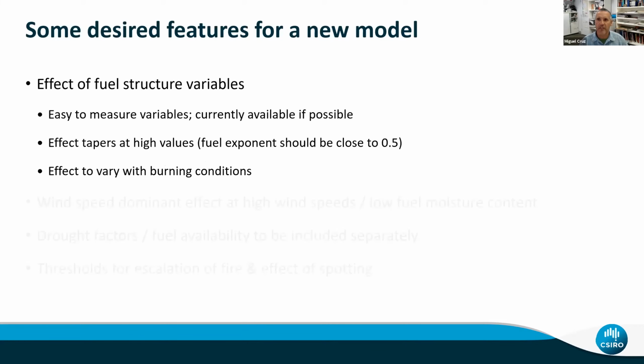So in terms of how to start looking at the data, what we have available, and looking at the literature, what kind of behaviors we are witnessing in some of the fires of interest, we kind of target some of the desired features that we want the new model to have, and be able to accomplish. In terms of effect of fuel structure variables, we went with easy to measure variables, and variables that are currently available and are easy to be modeled. So we're talking about fuel load, height of fuels, things like that.